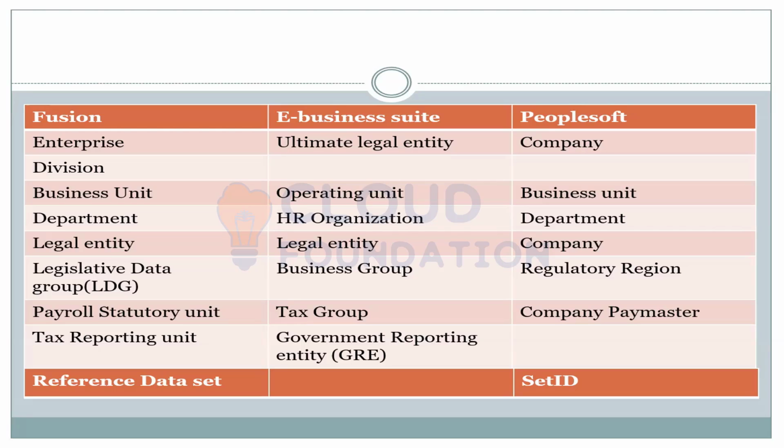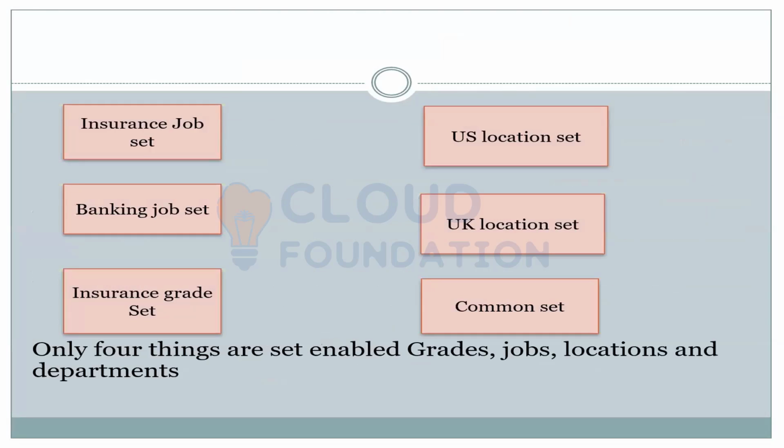And now another field is reference data set. Reference data set is used in Fusion. And in PeopleSoft, it is called set ID. So these are the four things that we have set enabled: rates, jobs, locations, and departments.